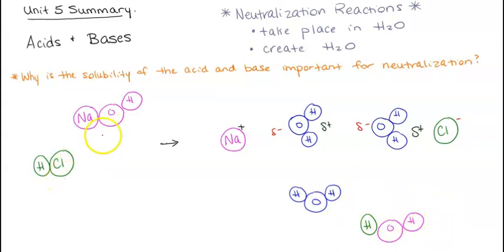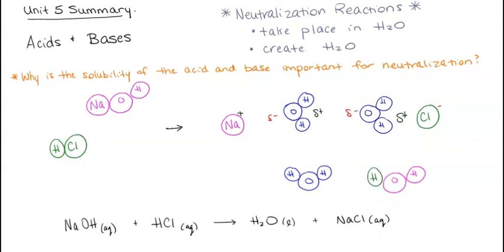So if the hydrochloric acid and sodium hydroxide weren't soluble, these ions would never be able to form together because they would still be stuck in their original form. So here we have the balanced chemical equation for this reaction. We have a soluble base and a soluble acid combining to make a soluble salt and liquid water. Now if we separate this equation into its ions, we see something interesting.